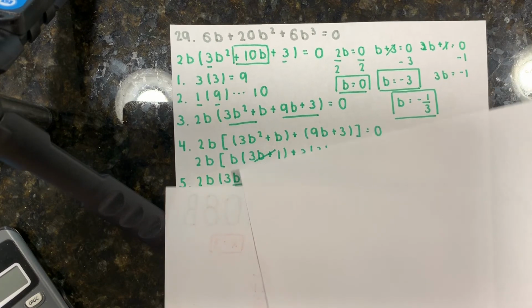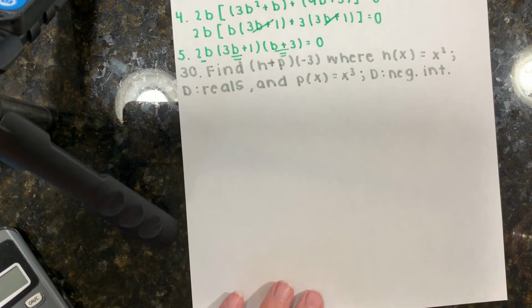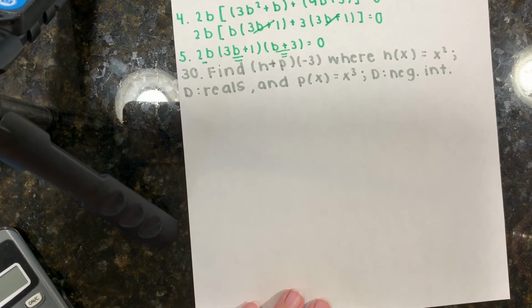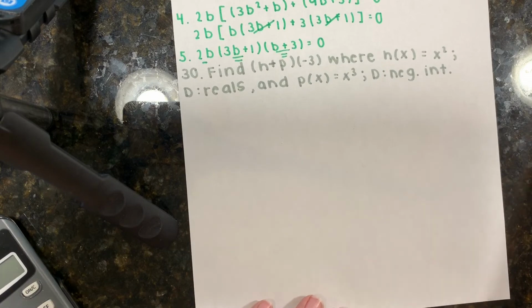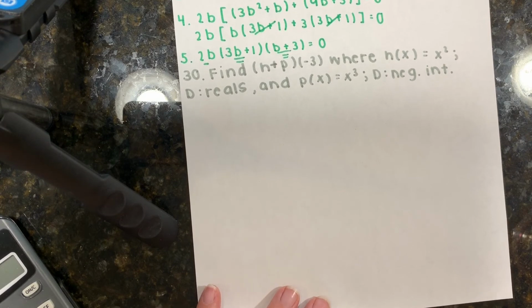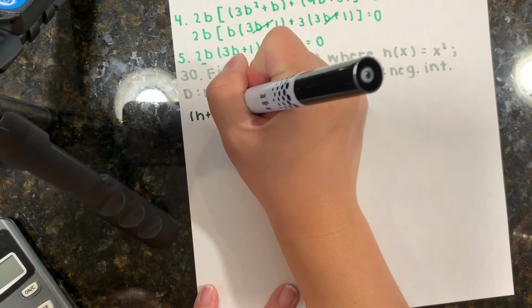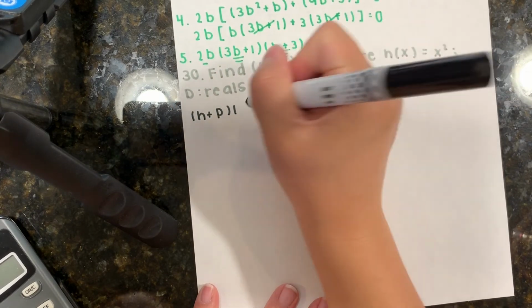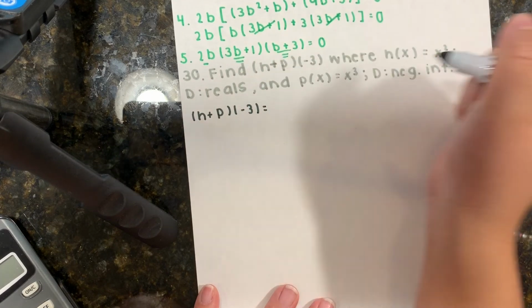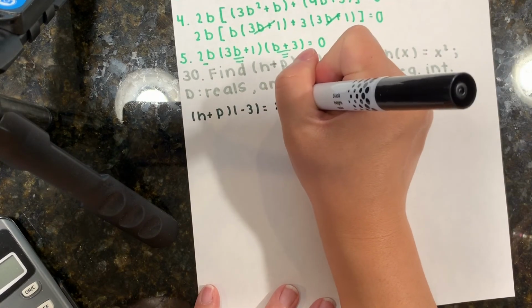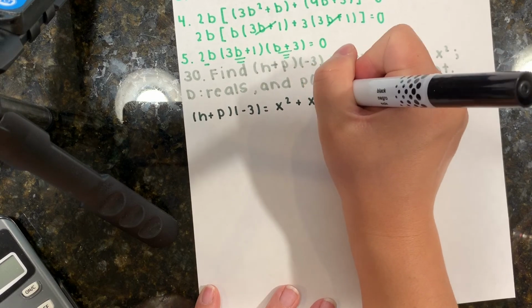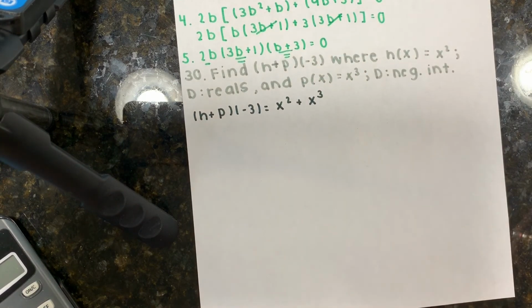Now, lastly, we're going to look at number 30. So for number 30, we have find h plus p of negative 3, where h of x is equal to x squared. The domain is reals, and p of x is equal to x cubed. The domain is negative integers. So when you are asked to add these two together, h plus p of negative 3, I'm going to take my h function, x squared, and add it to my p function, which is x cubed.